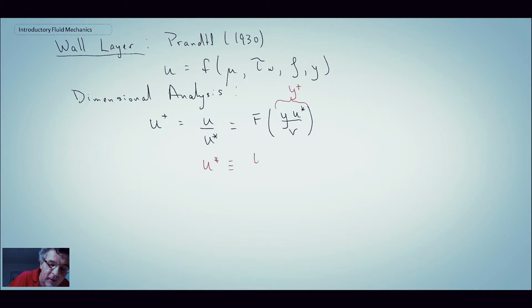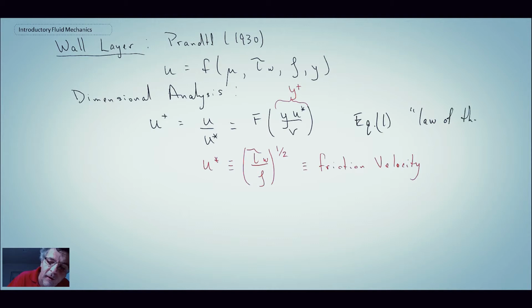And this term here, he denoted as y plus, so he gave that a transform coordinate, and then u star was equal to tau wall, the wall shear stress, divided by density to the 1/2, and this is the friction velocity. And so this here is equation 1, and it's also known as law of the wall. And so that was Ludwig Prandtl, 1930.